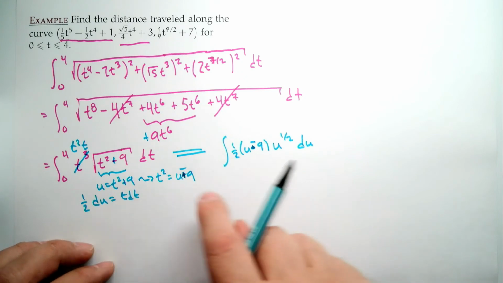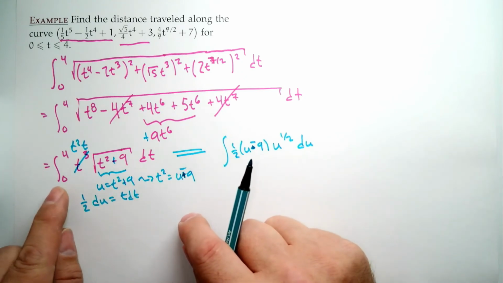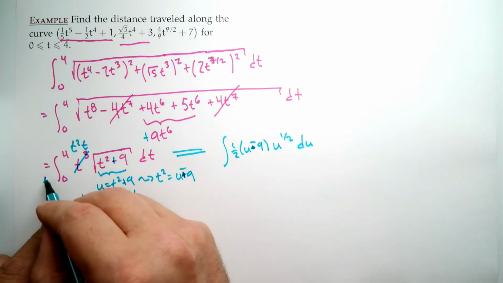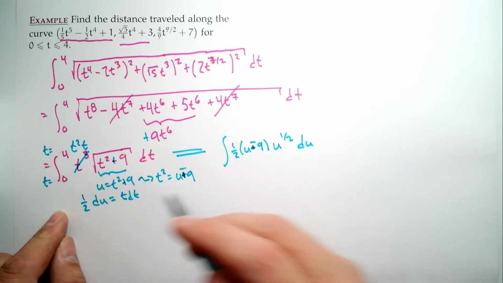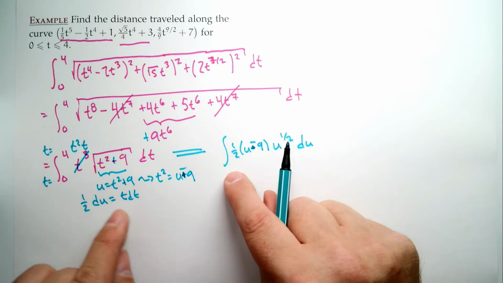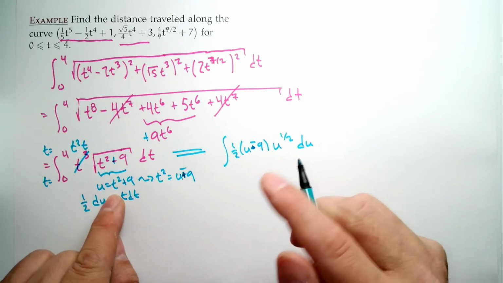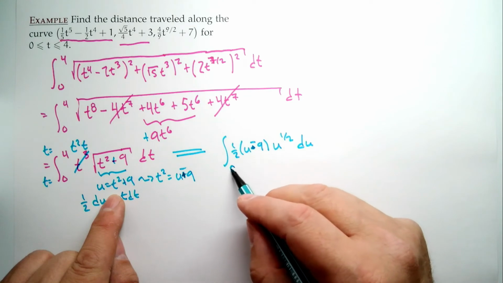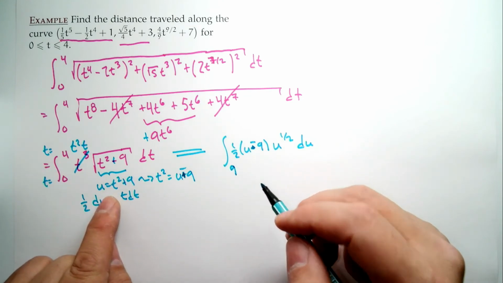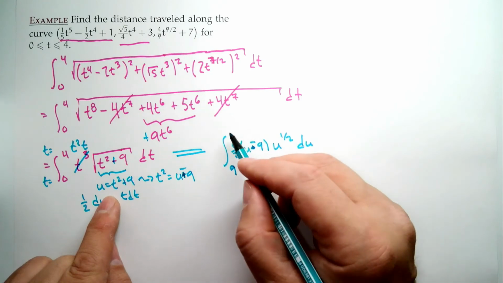Yeah, we need to change our limits of integration. What are our old limits? Well, we went from time equals 0 to time equals 4. Those were our old bounds. Our new bounds, well, at time equals 0, what is u? U is 9. At time equals 4, what is u? 25.